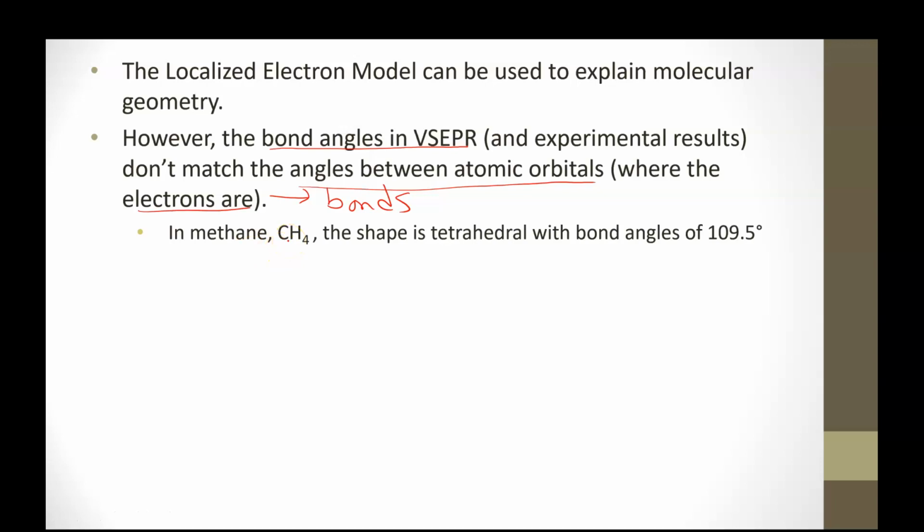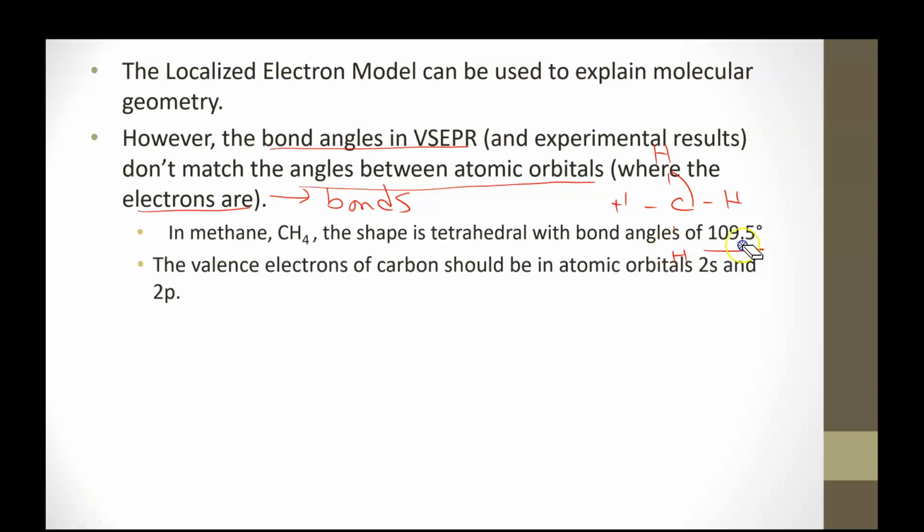So in methane, we know the shape is tetrahedral. It's CH4. The bond angle here is 109.5. They've done X-ray diffraction on it. They are 100% sure that it's 109.5. But we know that if you're dealing with carbon, which is 1s2, 2s2, 2p2, the p orbitals are on the x and y axis, which means they're at 90 degrees. And that's where the electrons live. They live in the s orbital and the p orbital. The valence electrons that form those bonds are in the s and p's, and they're at 90 degrees.